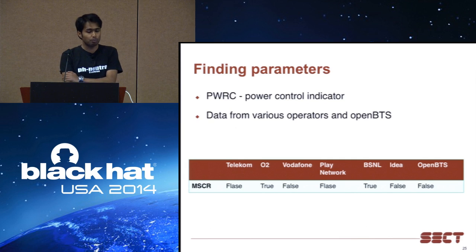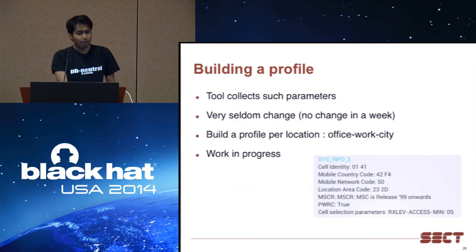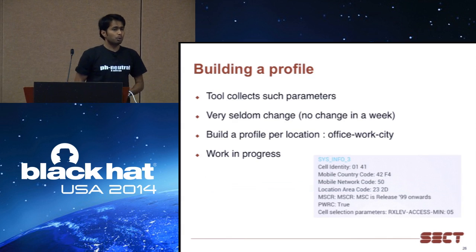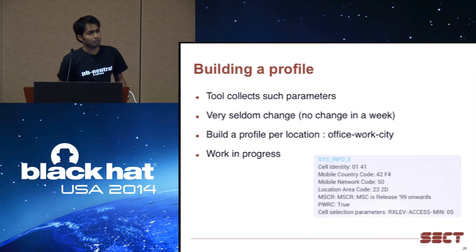The third was PWRC, which is the power control indicator, which asks the mobile phone to scan the power measurements for different surrounding base stations. So this bit is set yes or no. So these are the fine details we try to capture with this app in our database. It automatically scans all the parameters and tries to record them. So this was one more bit. And then we try to build a profile on these fine-tuned parameters.